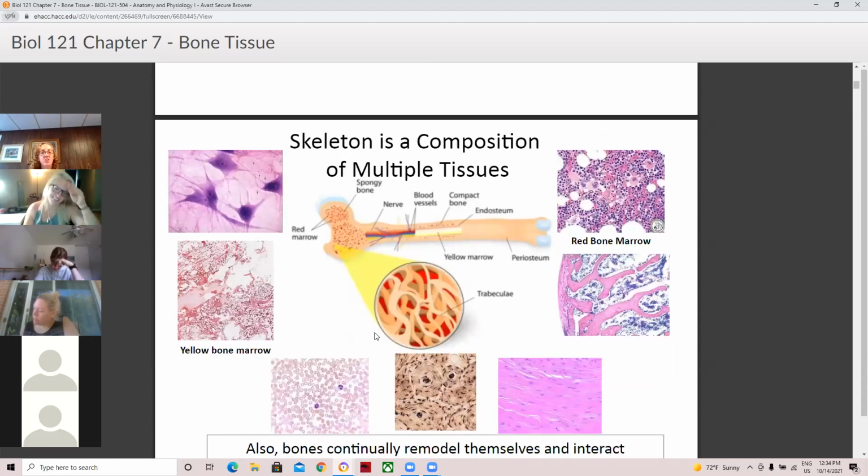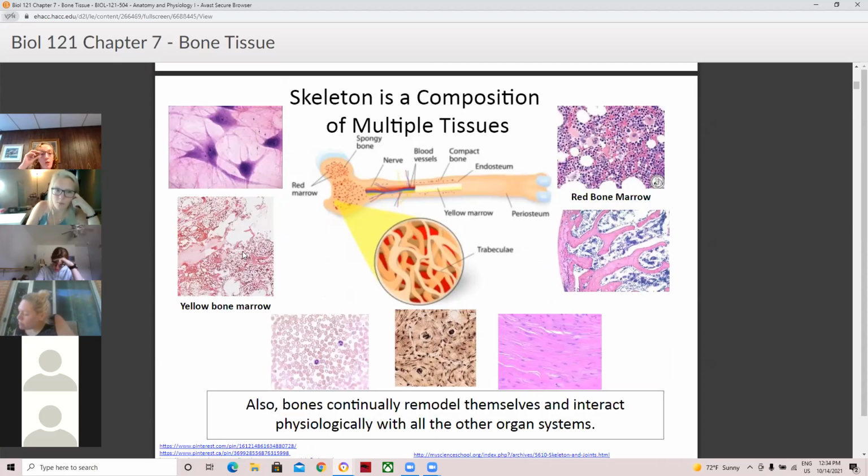The skeleton is a composition of multiple tissues, which include nervous tissue, blood, adipose tissue, which is yellow bone marrow, dense regular connective tissue, and dense irregular connective tissue, and so forth. And it also has reticular connective tissue, which, if you remember, is one of the lymphoid organs. We'll talk about why you find it in bone here in a moment.